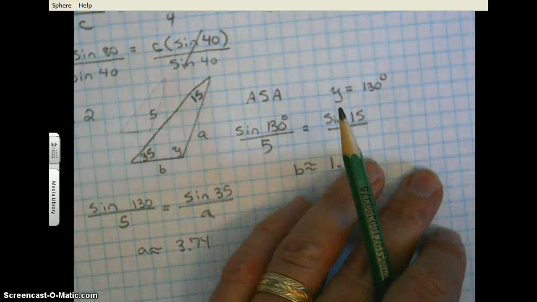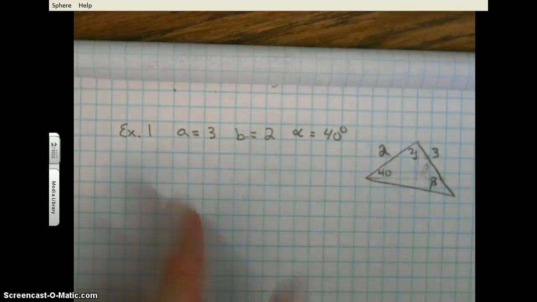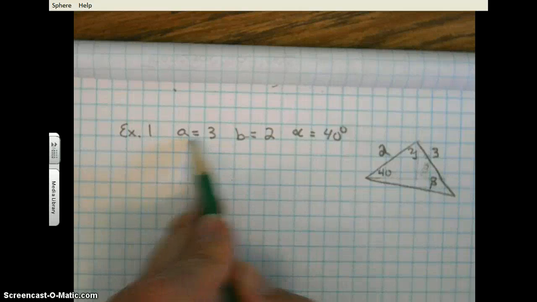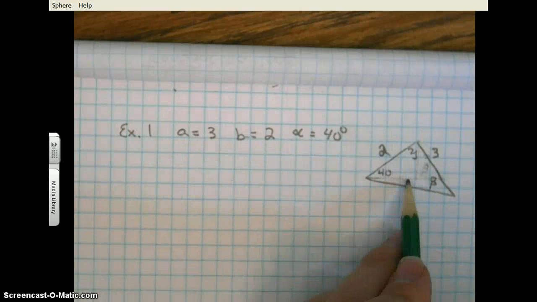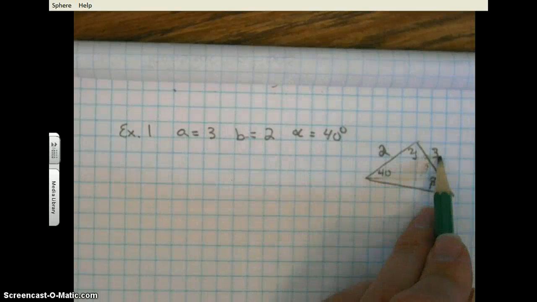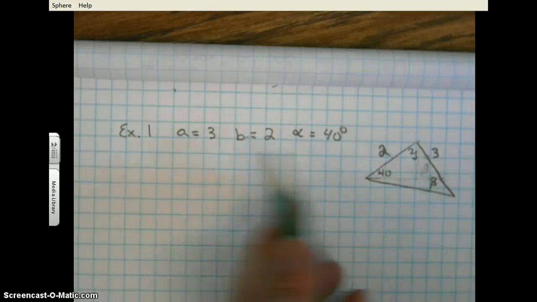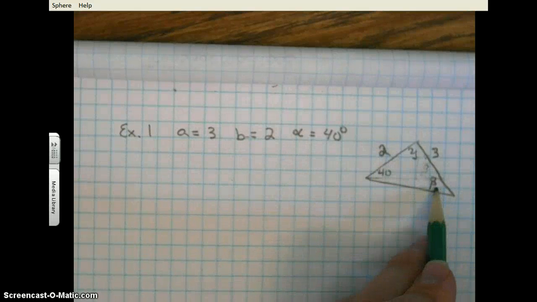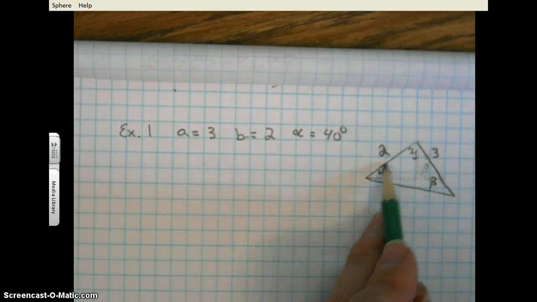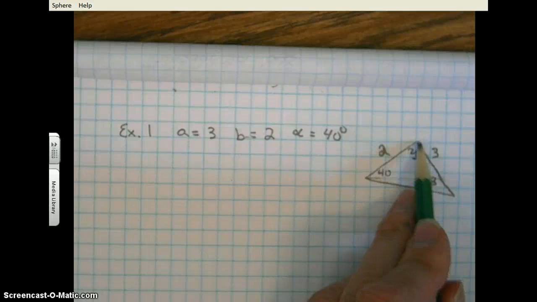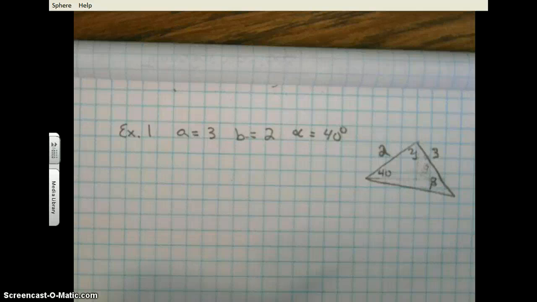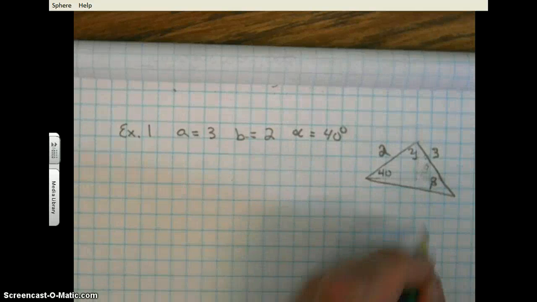All right, next example. Here we're given two sides and an angle. It would be very helpful to draw a picture, so I went ahead and drew one over here. Notice across from alpha, 40, I put the a value, and across from beta I put the b value. This side should be a little bit smaller than this side, and then gamma would go here. So let's go ahead and solve this.